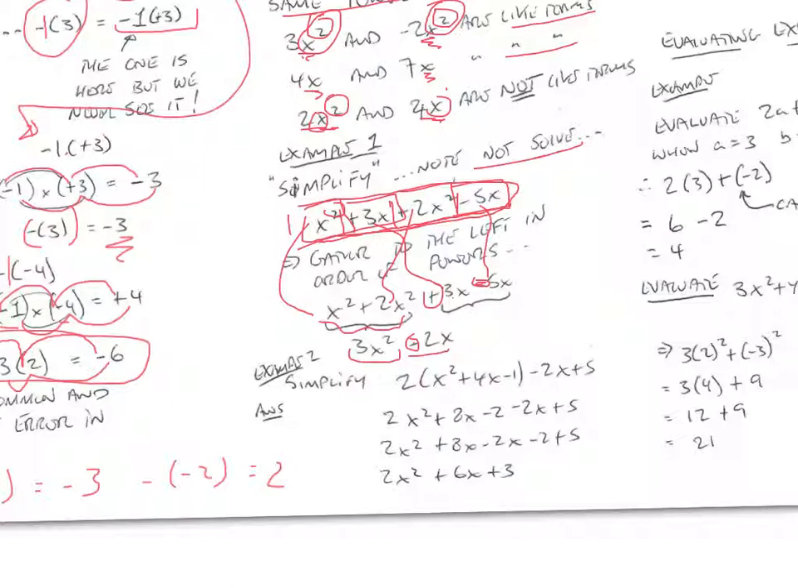Okay, another one, simplify. 2 multiplied by everything inside the brackets, x squared plus 4x minus 1, minus 2x plus 5. So 2 by x squared is 2x squared, 2 by 4x is plus 8x, and 2 by minus 1 is minus 2, minus 2x plus 5. Gather your terms. There's 2x squared, no other x squared terms. There's 8x minus 2x, and then we have minus 2 plus 5. That gives us 2x squared plus 6x plus 3. So you're just gathering the like terms there.